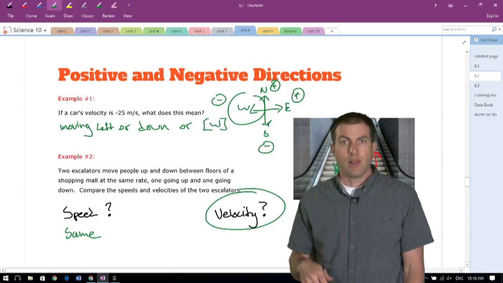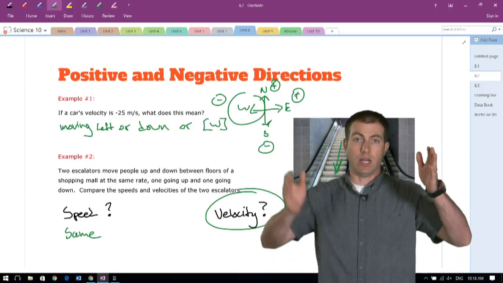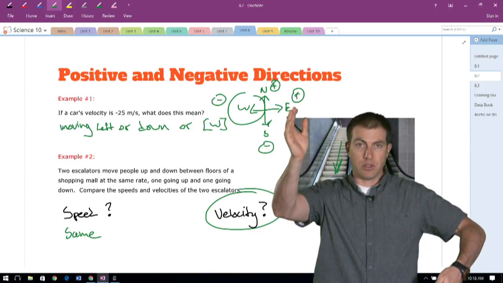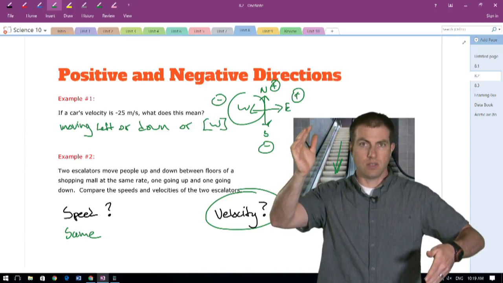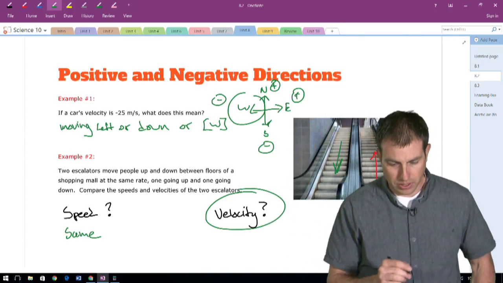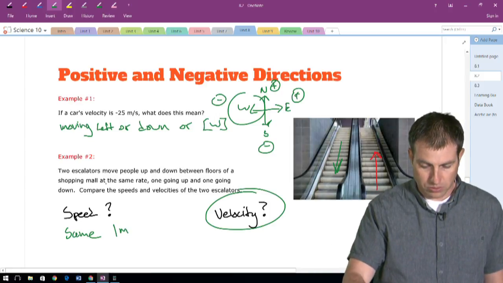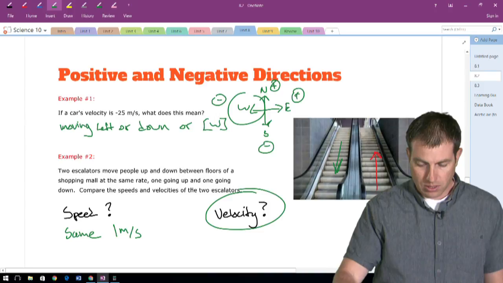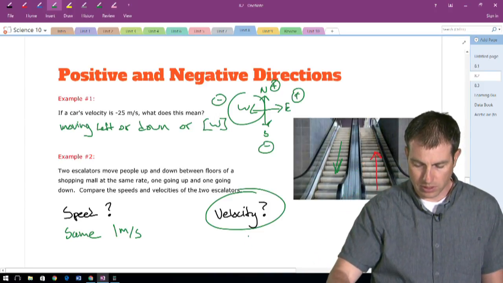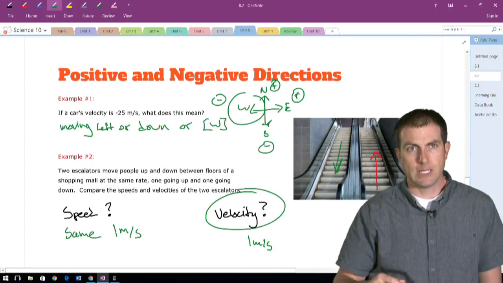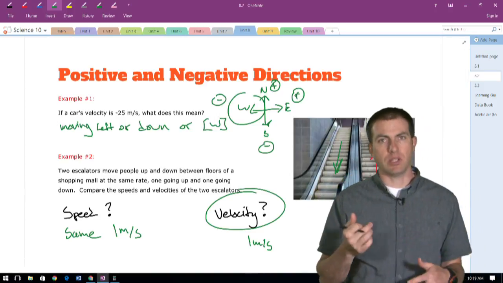Velocity is a vector. It has a direction associated with it. So if I'm going up, that's one direction. If I'm going down, that's another direction. So how could we compare the velocities of these things? Let's put a number on this. Let's say the speed of the escalator is 1 meter per second. Are the velocities going to be the same for the green arrow and the red arrow, or are they going to be different?